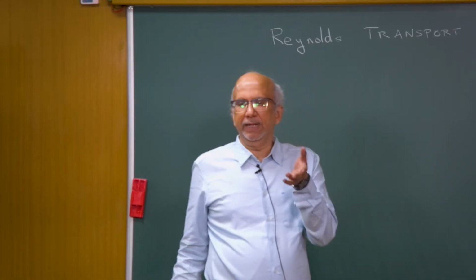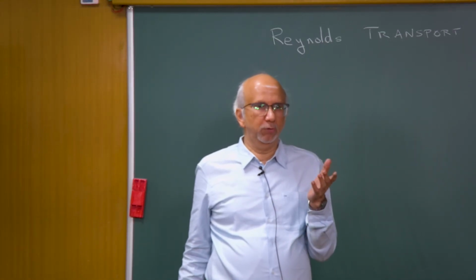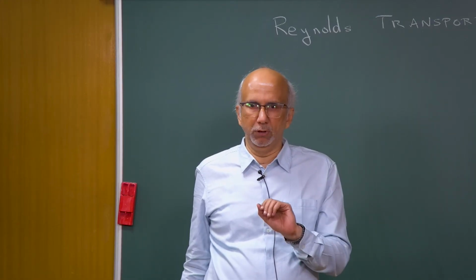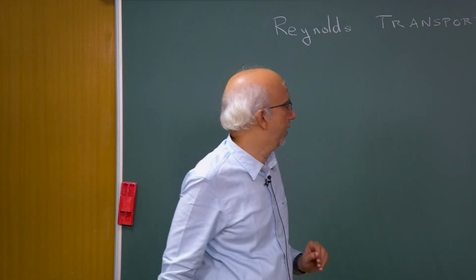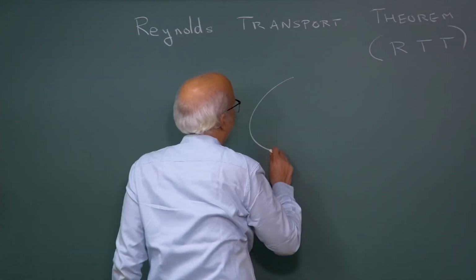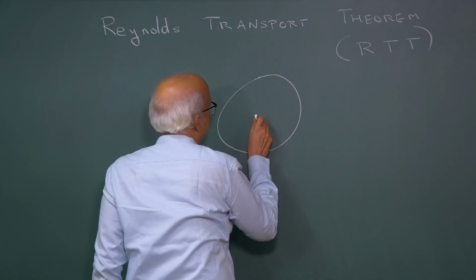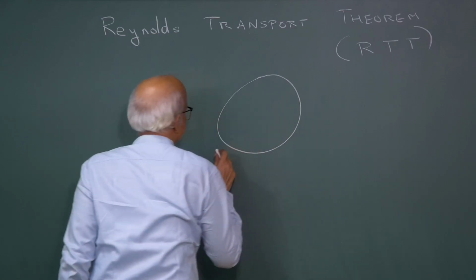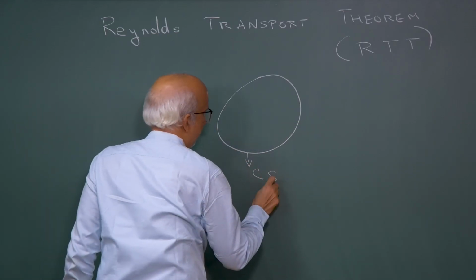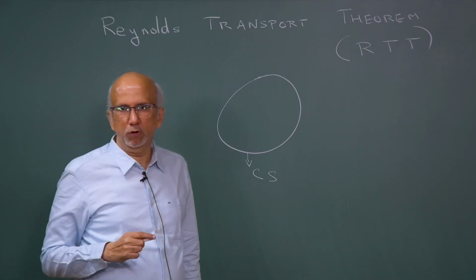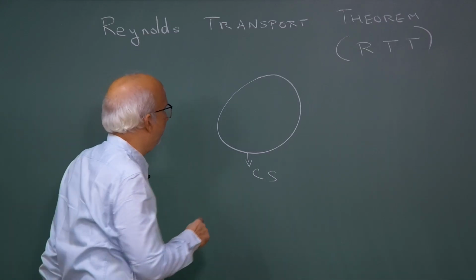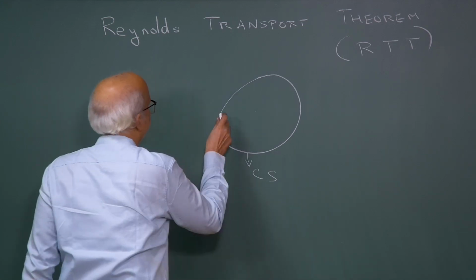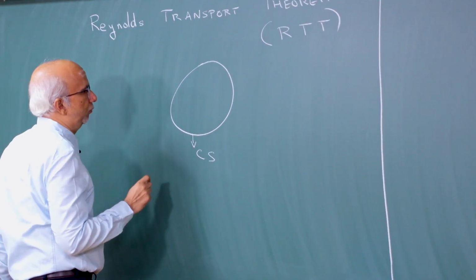Now, like I said, what we want to do is we want to relate changes in control mass to changes in control volume. That is the idea, okay. And with that objective, I am choosing this as my control volume, okay, and this is the control surface. The boundary of the control volume is my control surface, okay. What is inside the control surface is my control volume, okay.